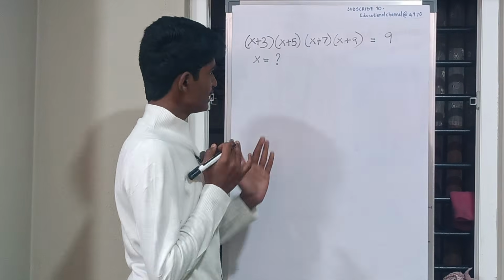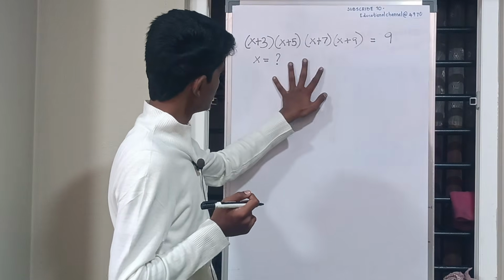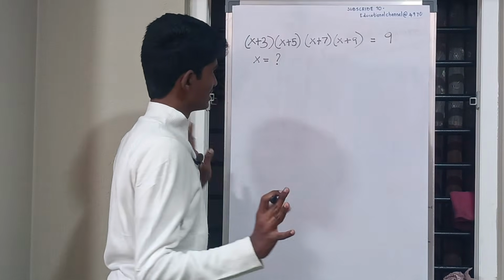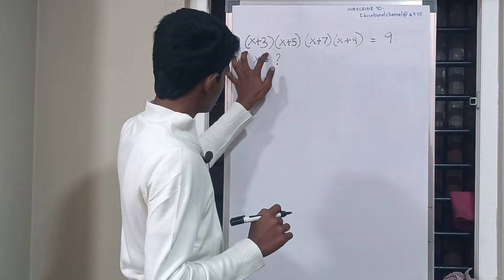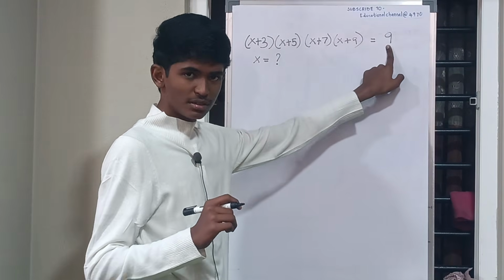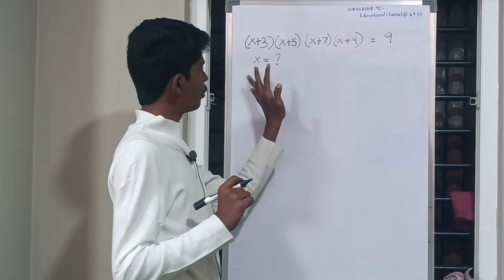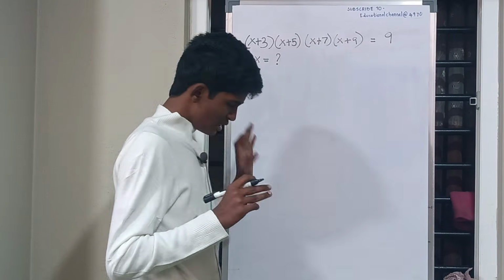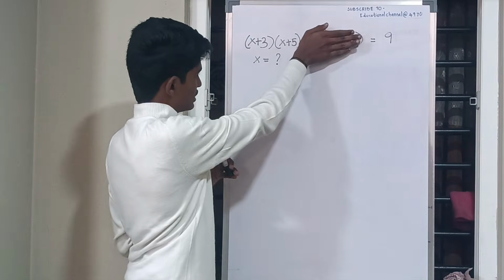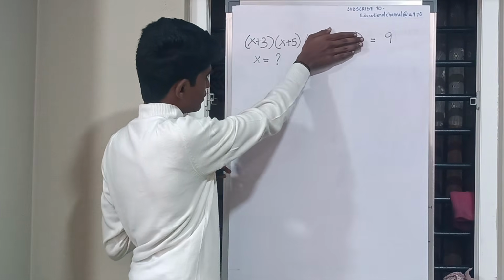So today let's look at this big problem which looks nasty at first, but let's see what happens. (x + 3)(x + 5)(x + 7)(x + 9) is 9. Okay, the product of 4 numbers is 9. What is x?